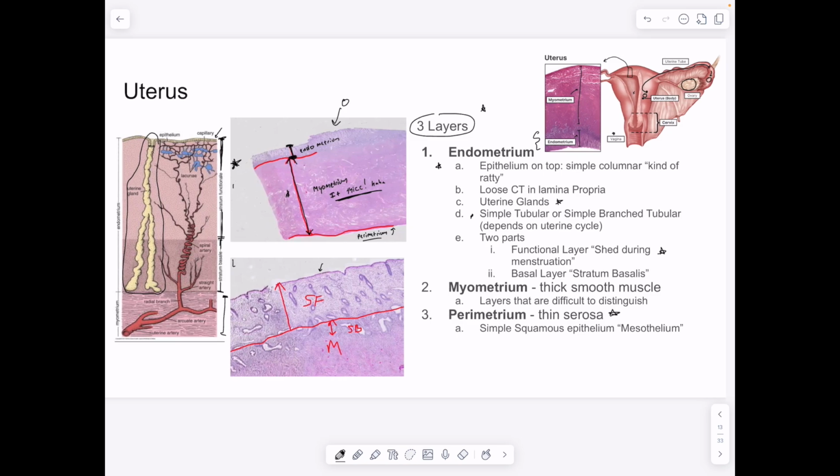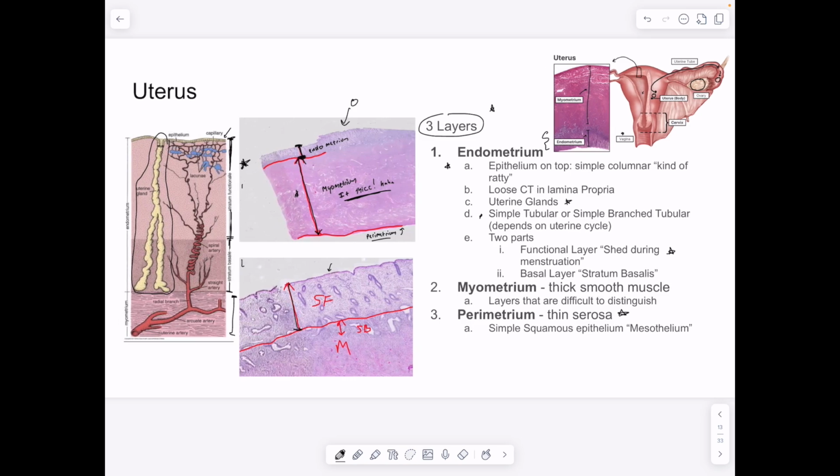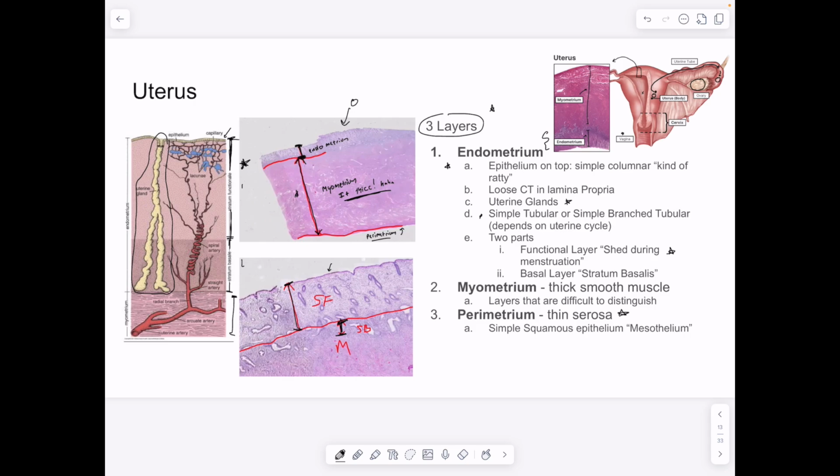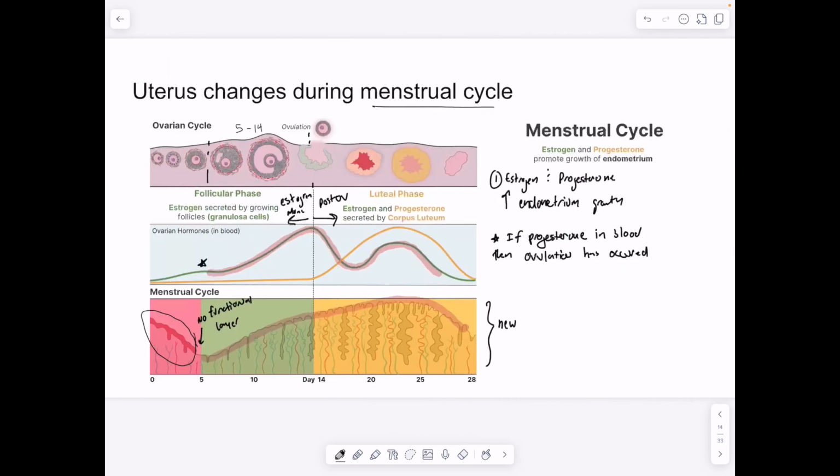So functional layer right here, basal layer. We'll talk more about this, but in the menstrual cycle, during the period, the functional layer of the endometrium gets sloughed off during menses. So that's between 0 and 5 days.